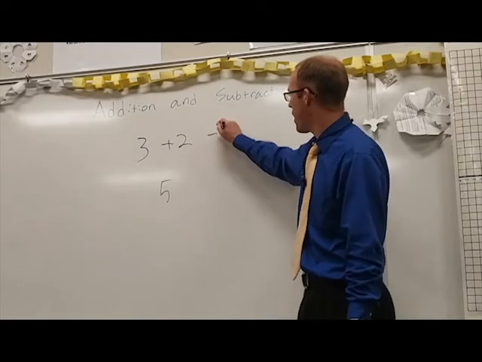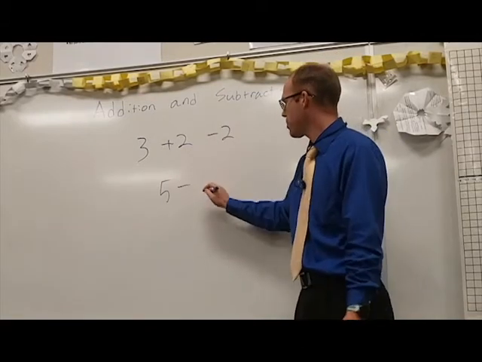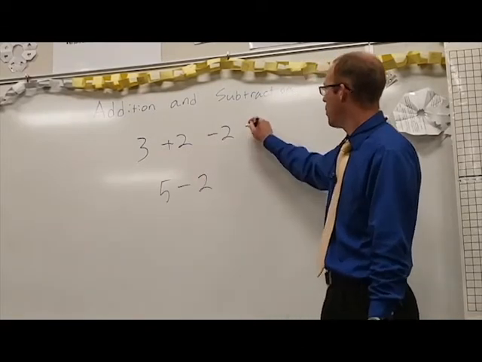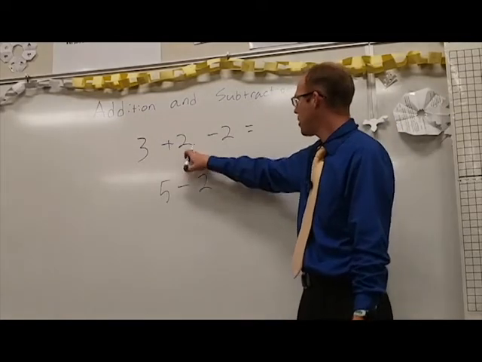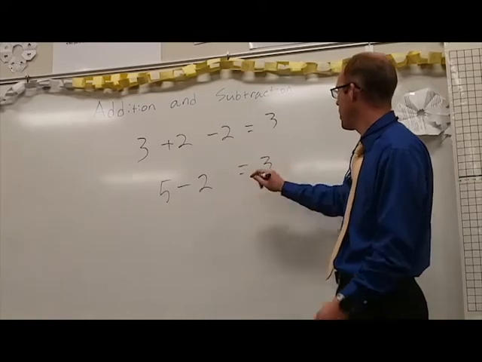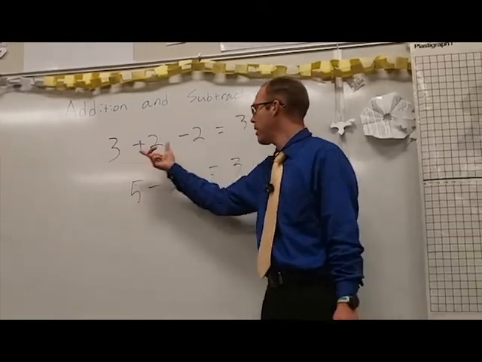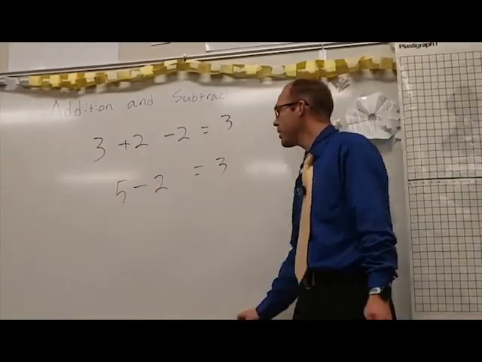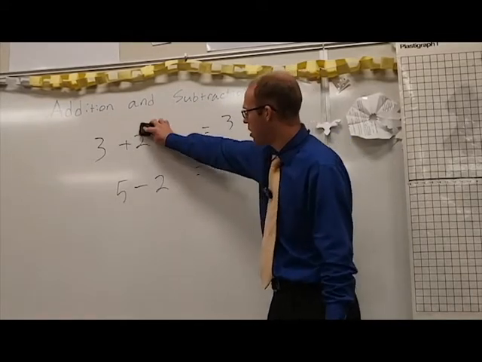If I then subtract 2 from it, that would be like subtracting 5 minus 2. We notice that 3 plus 2 minus 2 is 3, or 5 minus 2 equals 3. And we end up right back at the number that we started with. It's like we never did anything at all.